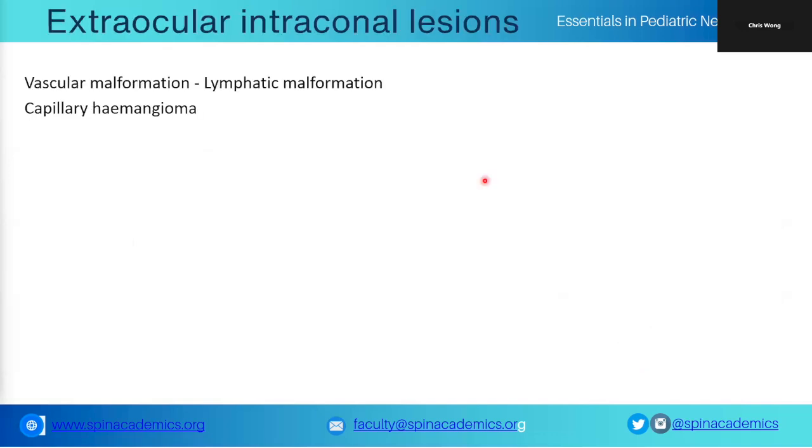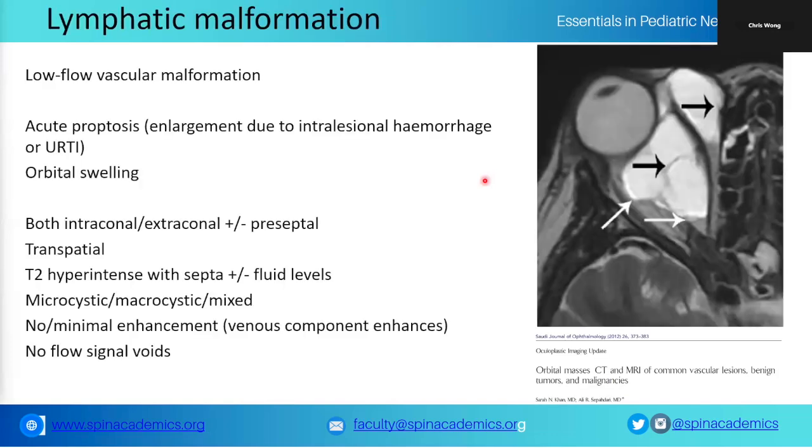Next, we come to intraconal lesions other than optic nerve sheath lesions. So we have two as an example. One is vascular malformation, including the lymphatic malformation and the venous malformation. And we can have capillary hemangioma in this location as well. For lymphatic malformation, it is a low-flow vascular malformation. The patient will present with acute proptosis.